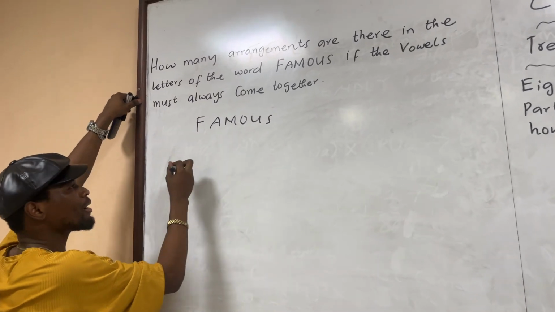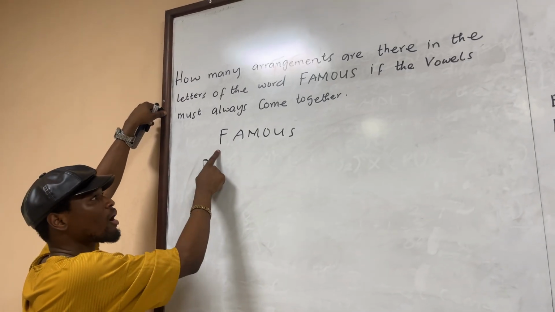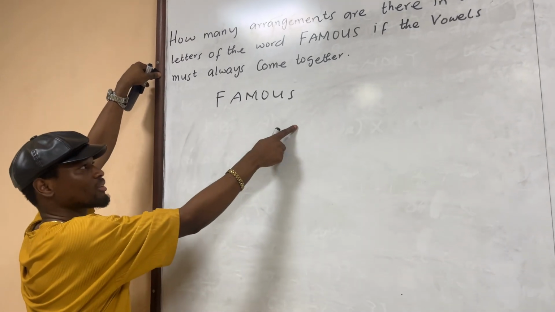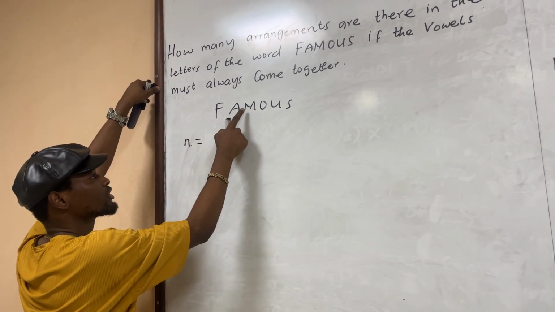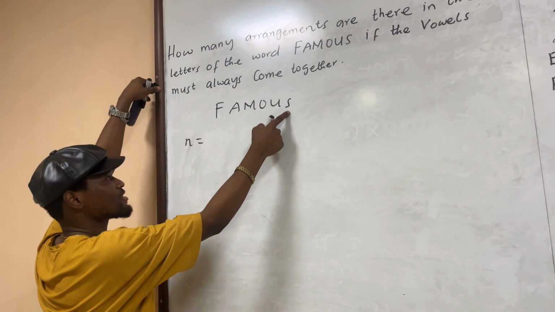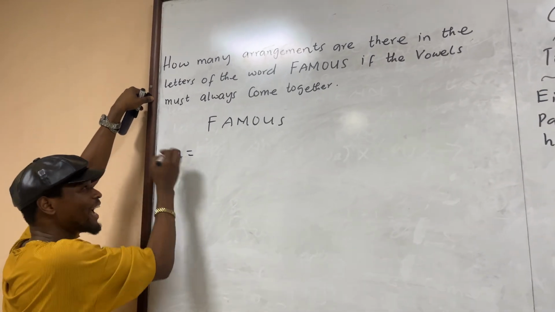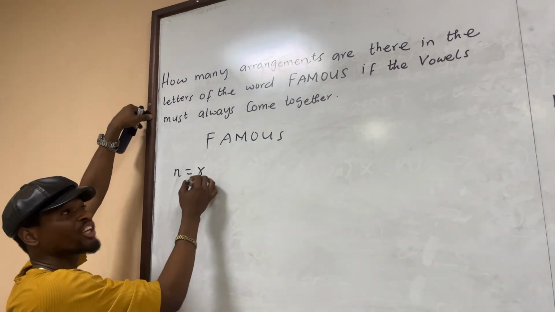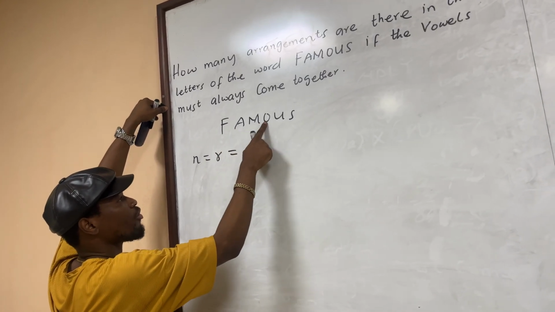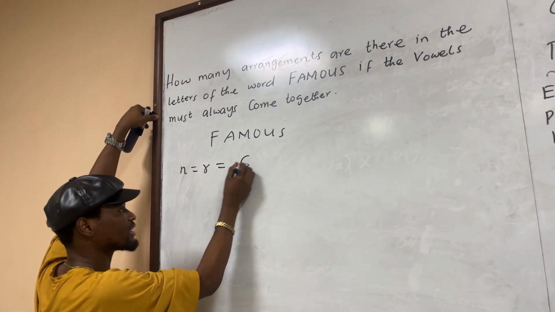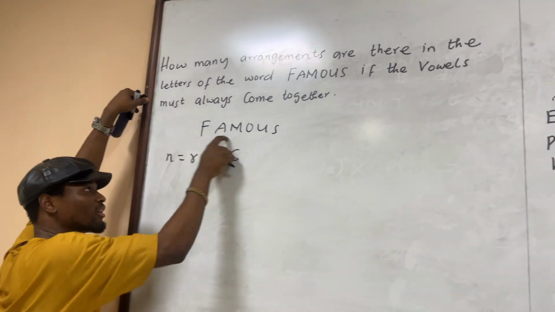Famous. Now let me look out for the total number of letters in this word. So I have n is equal to 1, 2, 3, 4, 5, 6. Remember, we said n should equal r because we are taking all at a time. So I have 6 letters in this word.